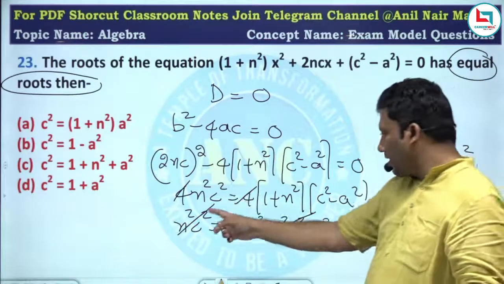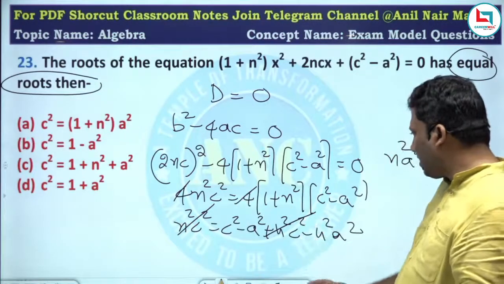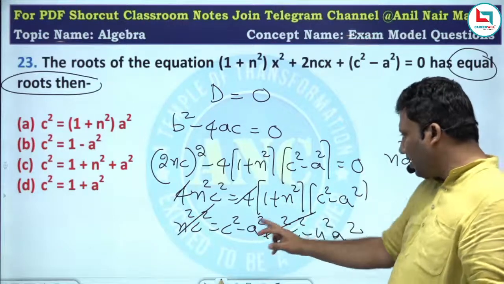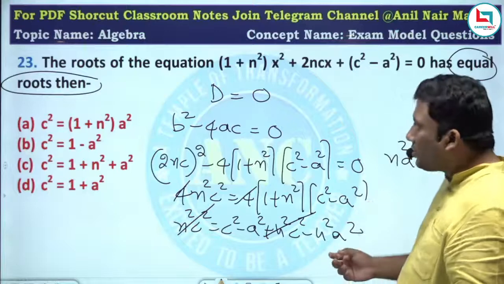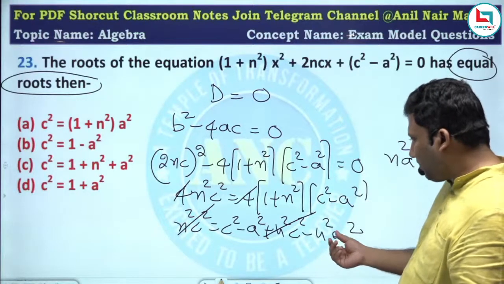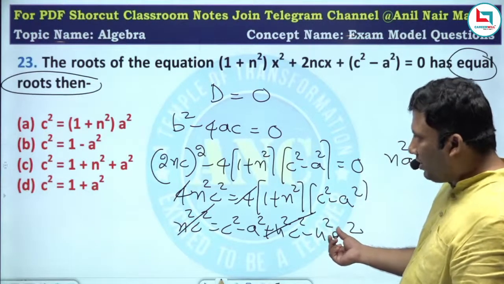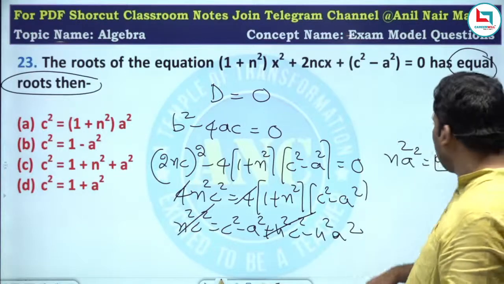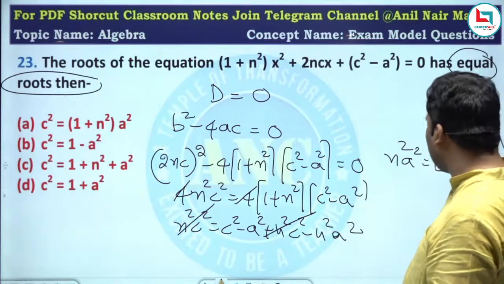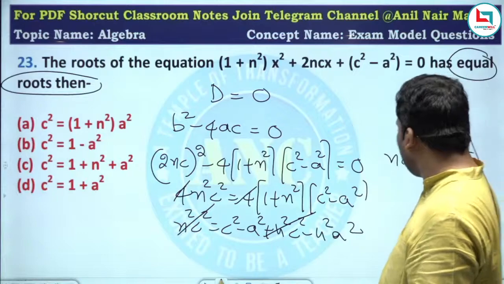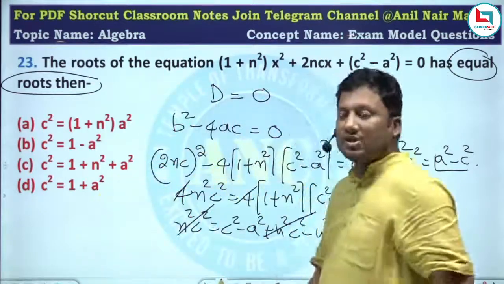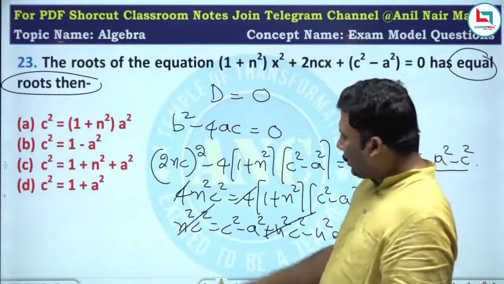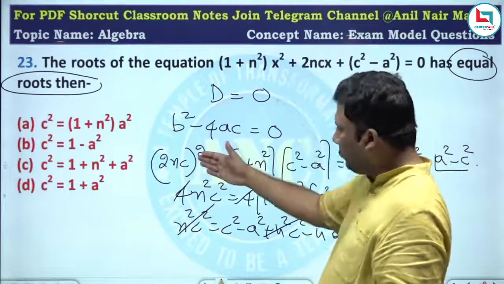n square c square cancel, 1 into c square minus b square plus n square into c square minus b square. So if I see the first option, where is the n square a square equivalent to c square minus a square? If it is matching with any of the options, that itself is the option. Let us see if we did any calculation mistake.